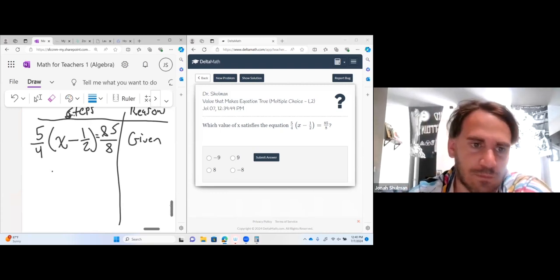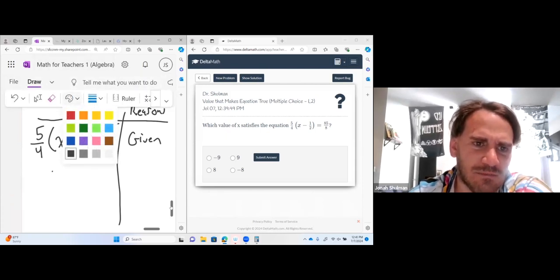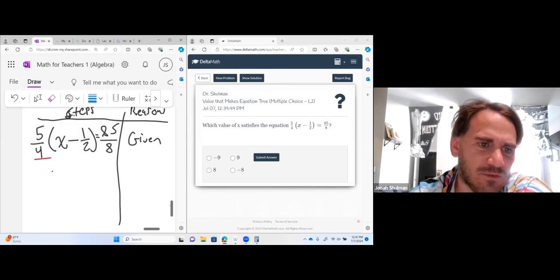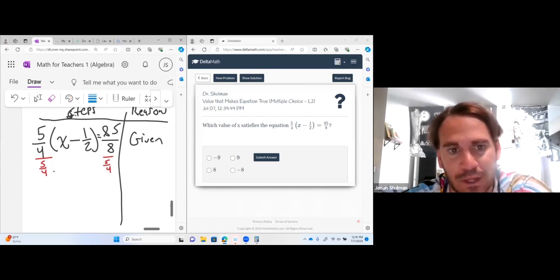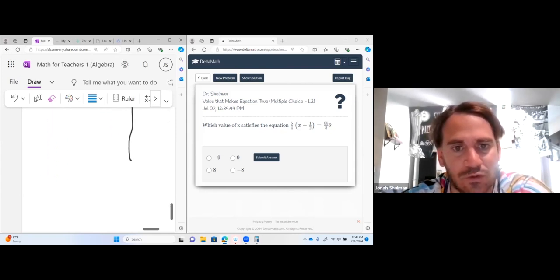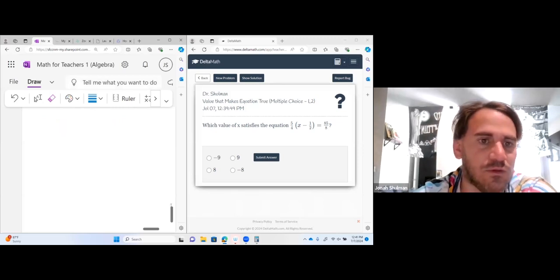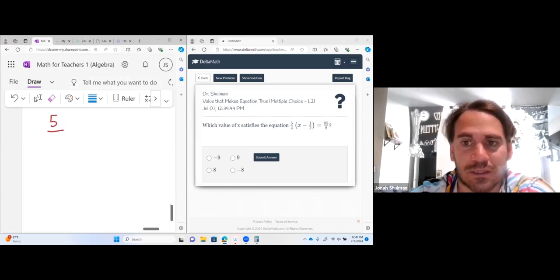The furthest thing from my x is this 5/4. So I have to divide by 5/4, but that's so weird, right? Dividing by this, like if I were to divide both sides by 5/4, I'm already feeling like this is strange. So the first thing I want to do is actually multiply by the reciprocal. I don't really have the room to show you the whole thing, so I'm just going to show you how I would do it. But notice that you should be doing the steps for your students.